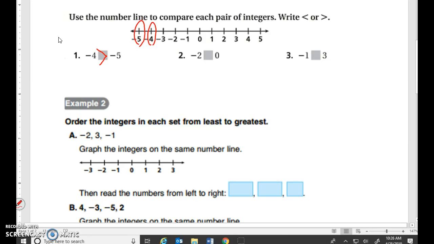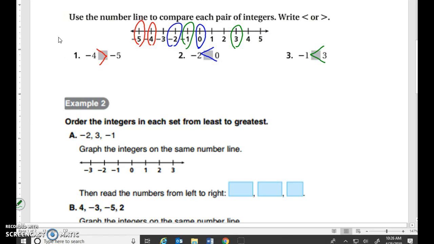My hand's not cooperating. Okay, now circle -2 and 0. -2 is less than 0. Got my hand working now, no mistakes. Okay, now let's do -1 and 3. This one's not very hard because you have a negative and a positive. Which one's always going to win? The positive is always larger.